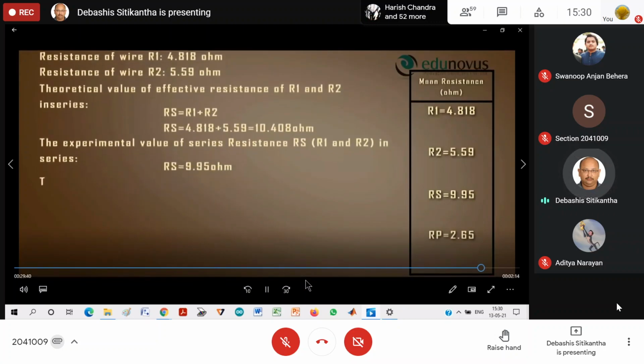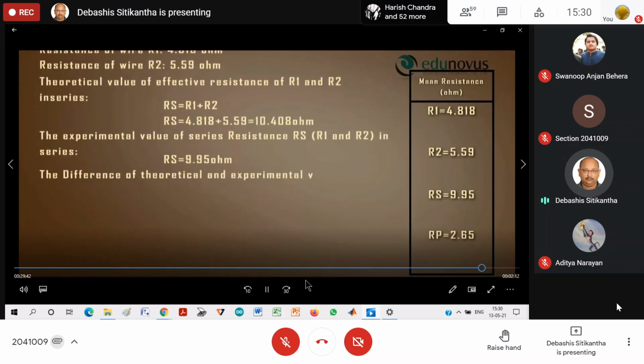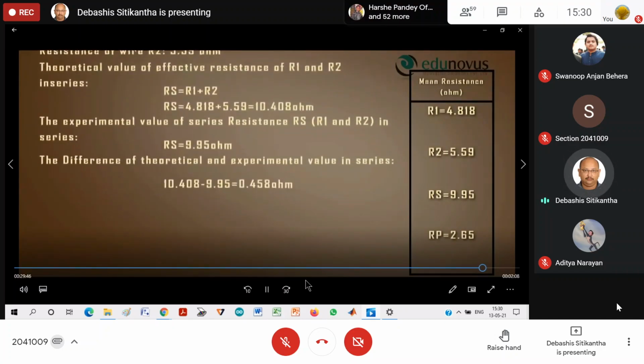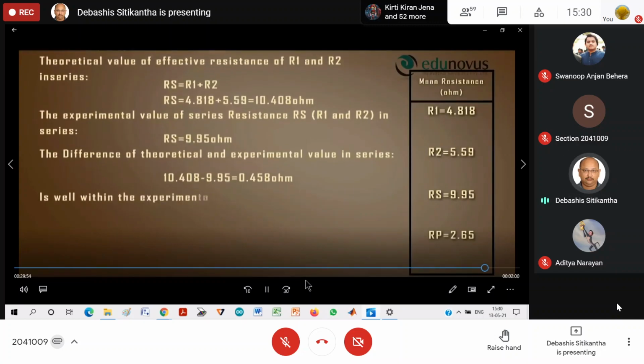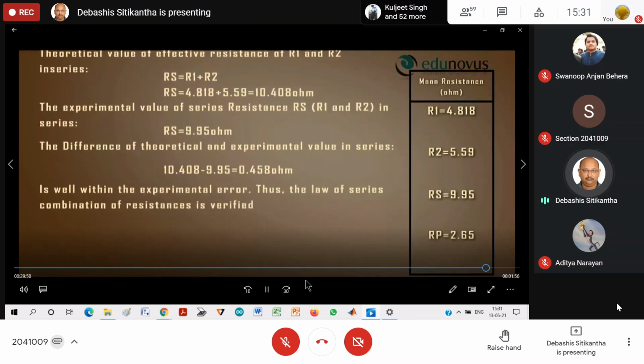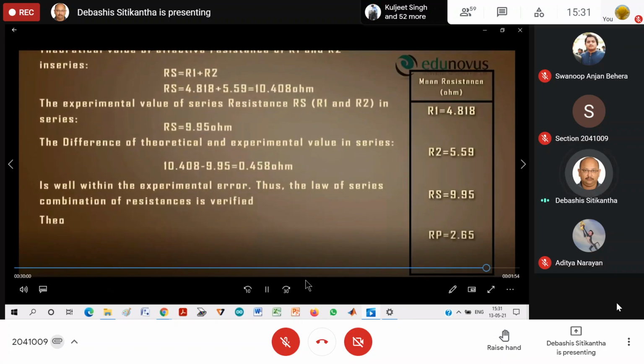The difference of theoretical and experimental value in series: 10.408 minus 9.95, that is 0.458 ohms, is well within the experimental error. Thus, the law of series combination of resistances is verified.